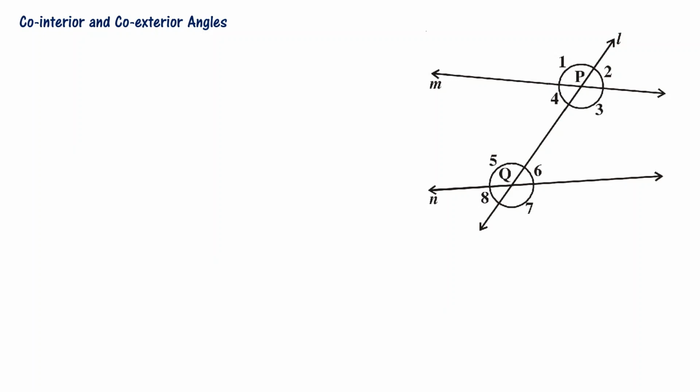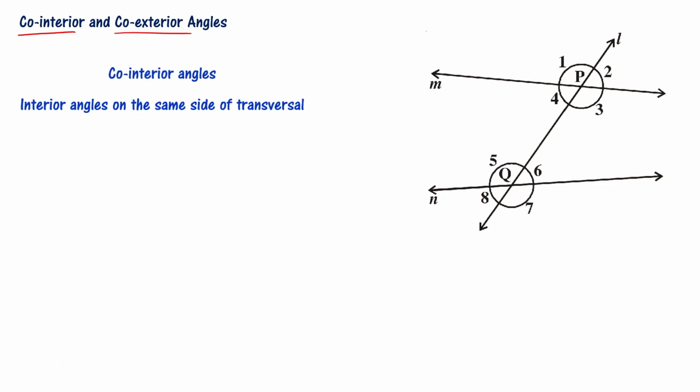Now we have seen about interior angles and exterior angles, right? Now let us understand what are co-interior angles and what are co-exterior angles. Okay. First let us look at co-interior angles. The interior angles on the same side of transversal. Interior angles are angle 3, angle 4, angle 5 and angle 6. These are interior angles, right?